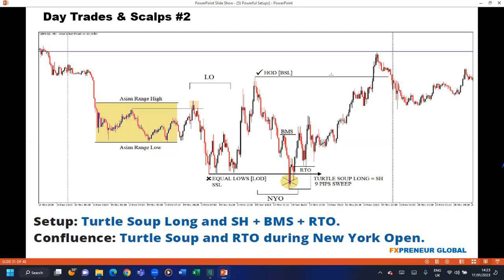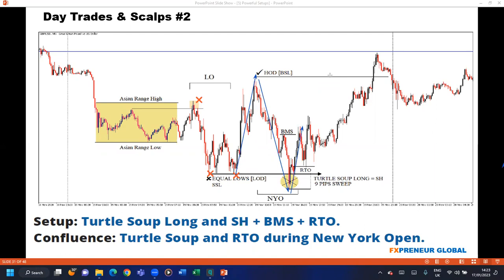All right, look at what we have here. This is another scalp strategy. The first thing we have here is the Asian range. Then the London Open. During the London Open, we have equal lows. Then price traded up into the New York Open, taking out the initial high of the day that was created during the London Open. Then price returned back down, then took out the liquidity of the equal lows created during the London Open, then break of market structure.